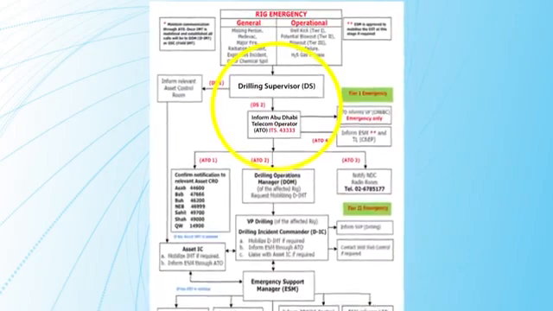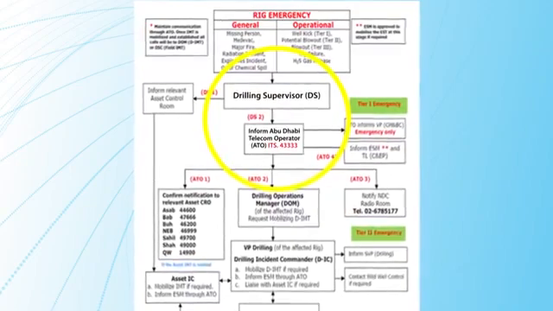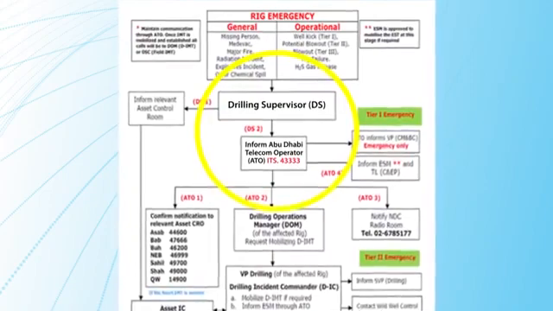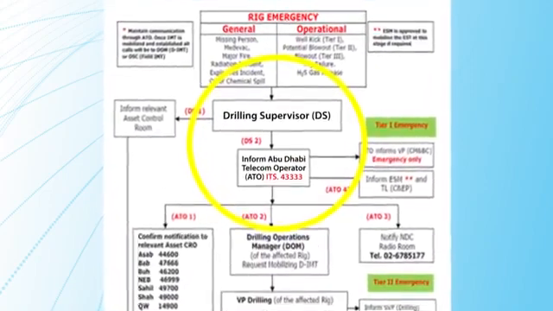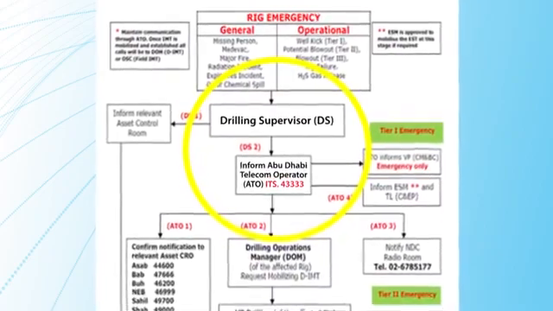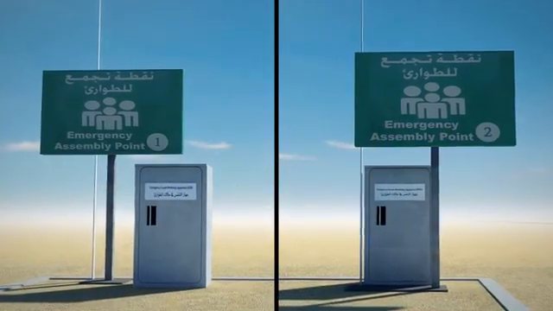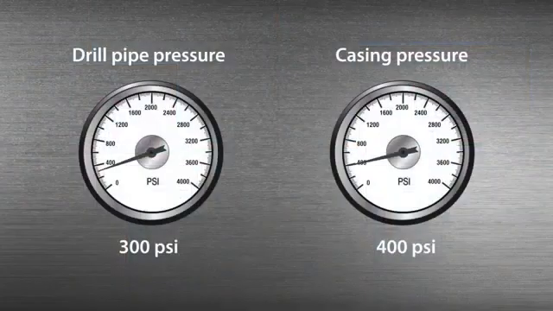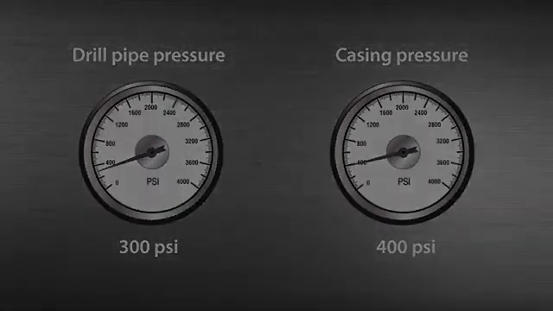Meanwhile, at the rig site, the on-scene commander, the ADCO drilling supervisor, will notify the Abu Dhabi Telecom operator and relevant asset control room and raise emergency Tier 1, which activates appropriate emergency response teams. Unnecessary crew will be evacuated to the nearest assembly point. The next step will be to monitor the shut-in drill pipe and the shut-in casing pressure gauges.